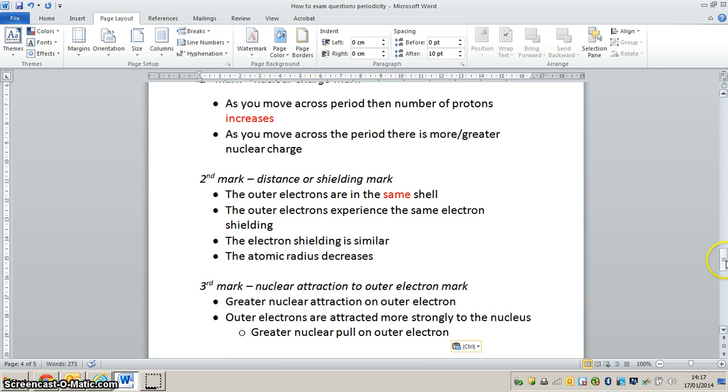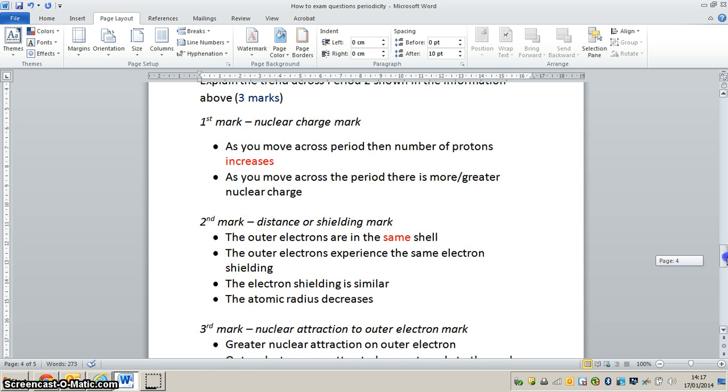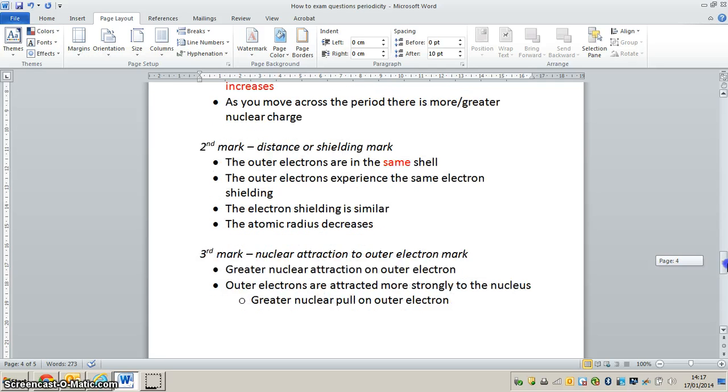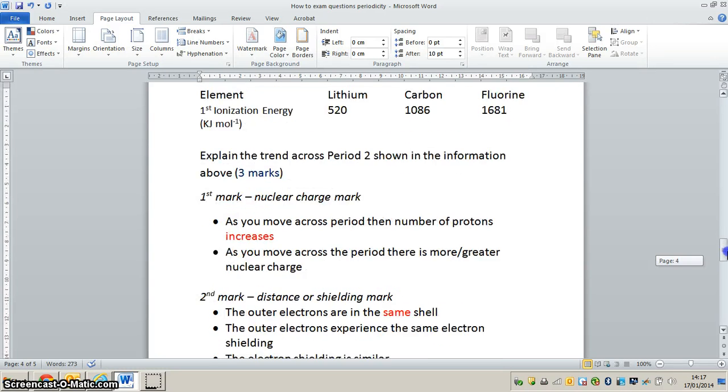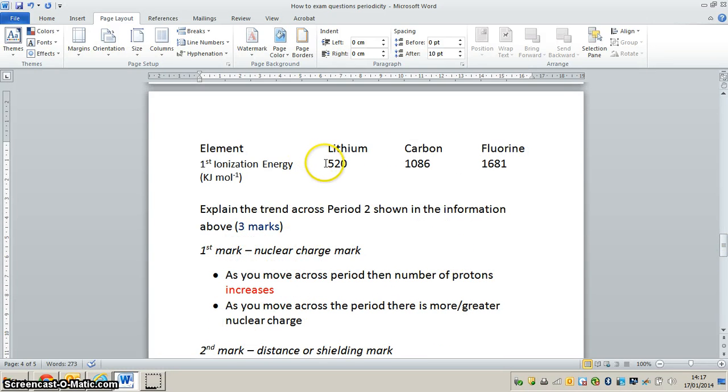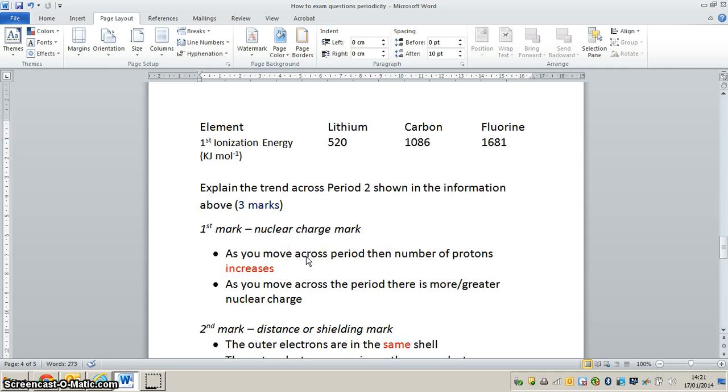So we've got three marking points which we assemble into sentences which explain why the ionization energy increases as we move across period 2 from lithium to fluorine. You could actually get the same question referencing period 3 of the periodic table, and you would answer it in exactly the same way.